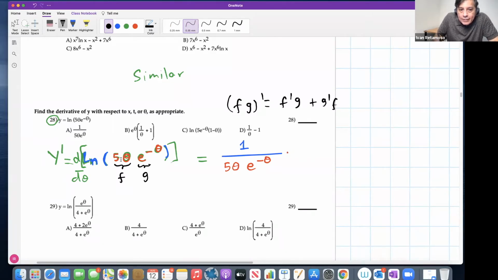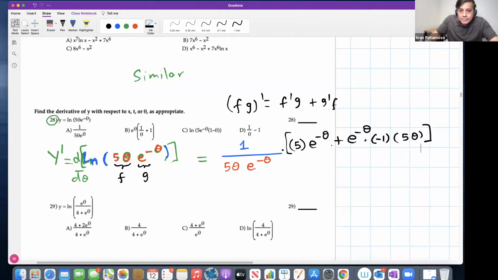And the derivative of this f is 5. Start with that. I'm going to place a bracket here because I'm going to multiply by this derivative, right? 5 times the other function, e to the minus theta, the function g, plus the derivative of g, the derivative of this function. Notice e itself first, the derivative of the outside function, but the exponent is the inside function. So you multiply by the derivative of negative theta, minus 1, times f, which is 5 theta, right? 5 theta. Yeah, be careful there, guys. Bracket here, closing this up.